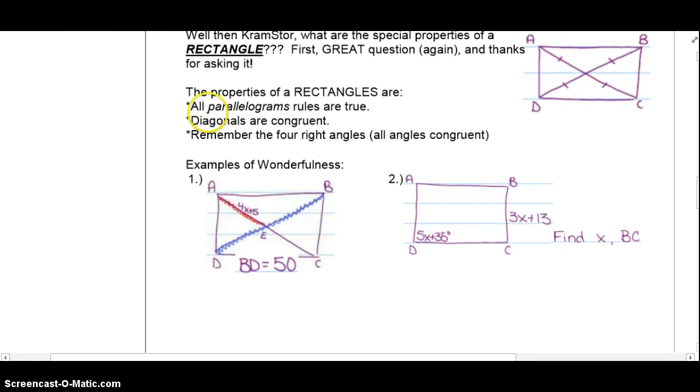First, all the parallelogram rules also apply to a rectangle, just like they did for the rhombus. The diagonals are also congruent this time. That means that each and every one of these pieces right there is exactly the same. So let's say that this one here was 6. Well, then the rest of them here are 6 as well. Also, again, the main property, the 4 right angles. You can't forget that. The 4 right angles is extremely crucial to you doing well with rectangles.